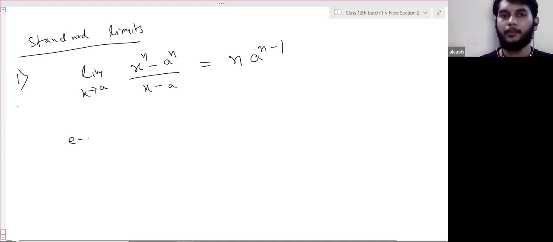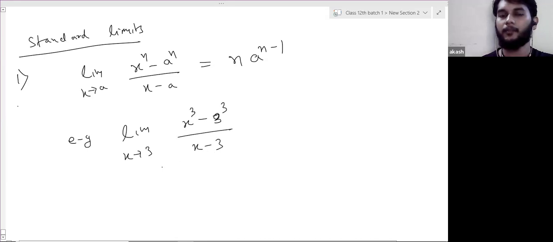All right, for example, if you have limit x tending to 3, x cube minus 3 cube upon x minus 3. Let's use direct substitution. So we can put x equals 3 here. So 3 cube minus 3 cube is 0, 3 minus 3 is 0. So we cannot do that. You can use factorization here also, a cube minus b cube, but if it was 4 or 5, then we could not. Let's make it 5, x raised to the power 5, 3 raised to the power 5. Now we cannot use factorization even.